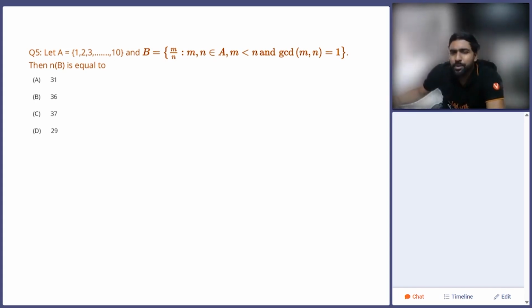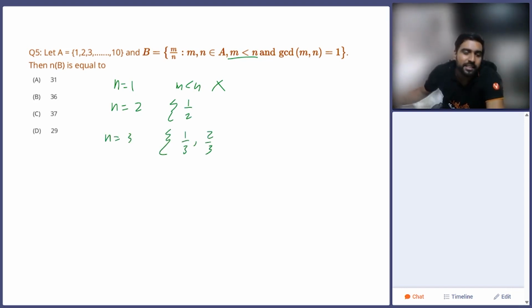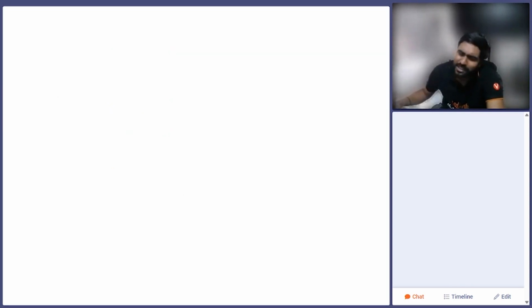See, this is a very simple question. M should be less than n as well. So this is purely taking cases. Like n equal to 1, I don't really have any possibility because m less than n is not possible. N equal to 2, I have only one possibility, which is 1 by 2. N equal to 3, I only have two possibilities, 1 by 3 and 2 by 3. At n equal to 4, what will happen? You will have 1 by 4, but 2 by 4 you cannot take because the HCF is not going to be equal to 1. We can take 3 by 4.